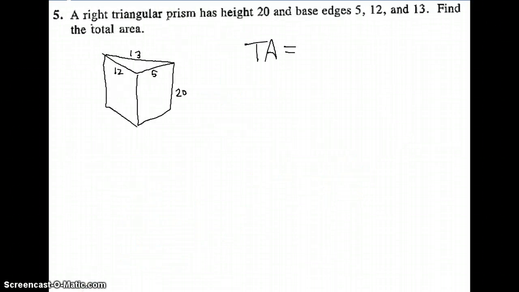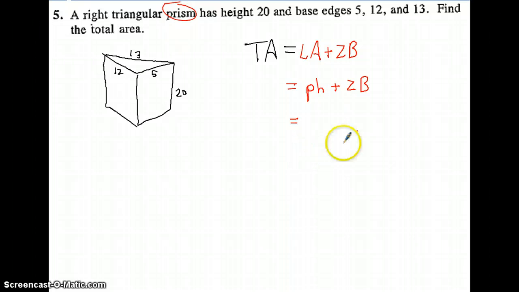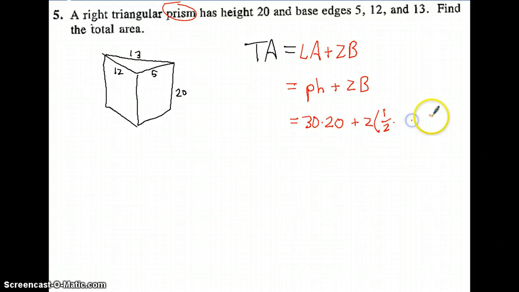Alright, they've asked me to find total area of this prism. That's lateral, and careful, yes, it's a prism, not a pyramid. Been drawing pyramids all day, and all of a sudden I gotta draw a prism. Lateral area plus 2 bases. That's perimeter times height plus 2 of these triangles. Well, perimeter's not bad. Perimeter is 13 plus 12 plus 5, which is 30. And height I know is 20. Great. Plus 2 of these triangles, which are 1/2 times the base times the height of the triangle.